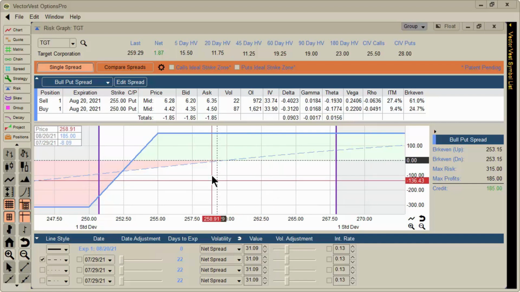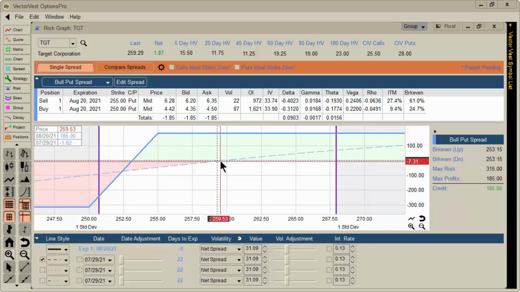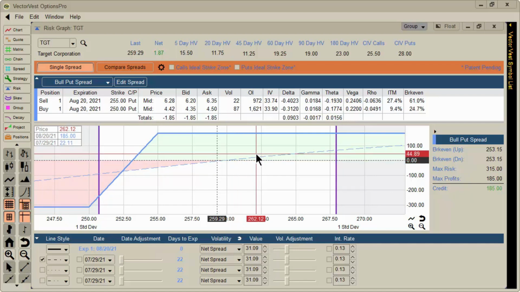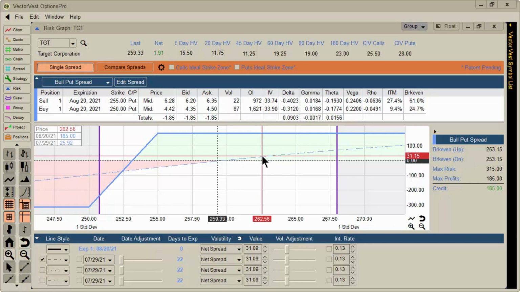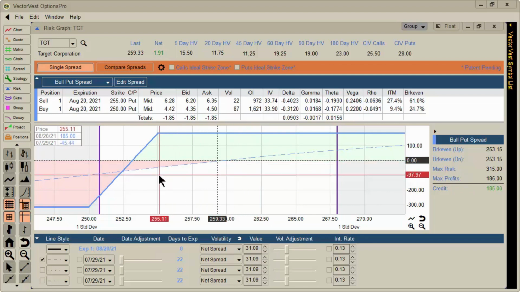Now, if you see this dashed line, that dashed line represents how much I would make today on Target. So if Target were to rally today to $262.50, over on the left-hand side, I want you to watch that cursor window. If the stock were to go to $262.50 today, and I'll try to get it as close as I can, you would make about $25 today. If the stock were to drop to $255, and this is where we would exit the trade with a loss, I would lose about $47.